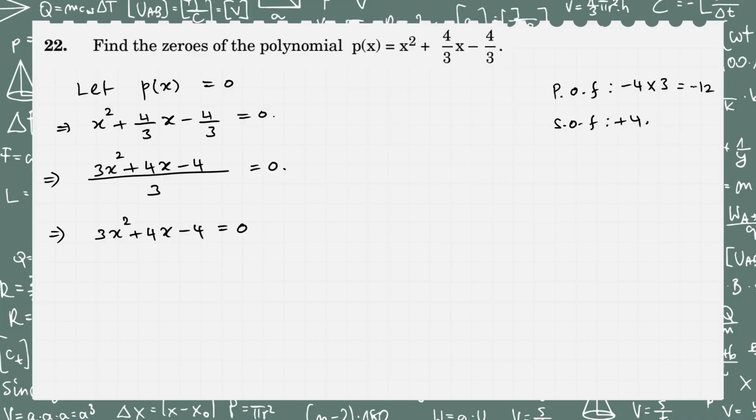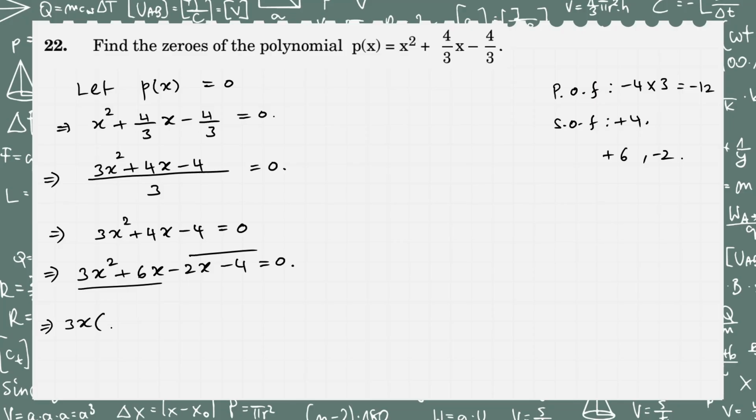So product is a negative term, but sum is a positive term. So one of the factors is positive and another is negative, right? So the factors are 6 and 2. 6 is a positive item and 2 is a negative item. So let us apply our factors here. 3x square plus 6x minus 2x minus 4 equal to 0. Let's combine the terms together. Taking 3x common from the first two terms, we get 3x into x plus 2. Taking negative 2 outside from the next two items, we have x plus 2 in the bracket. So that will give us x plus 2 times 3x minus 2 equal to 0.